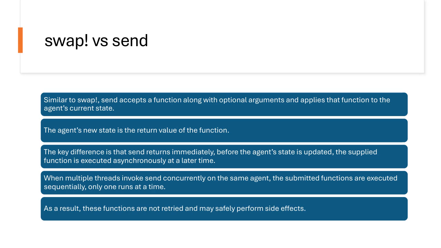Send works like swap, in that it takes a function and optional arguments and applies that function to the agent's current state, with the new state being the function's return value. The main difference is that send returns immediately without waiting for the state to update because the function runs asynchronously later. When multiple threads call send on the same agent at the same time, those functions execute one after another, not concurrently, so only one runs at a time. Because of this sequential execution and lack of retries, functions sent this way can safely perform side effects without worrying about being run multiple times.